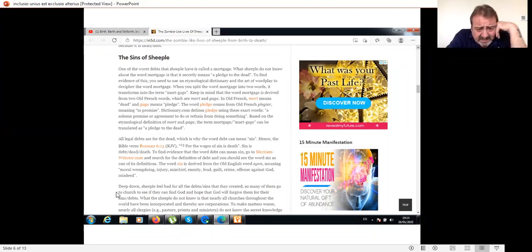But the important thing in this one is that sheep, or people, feel bad for all the debts, sins that they created. So they go to church and see if they can find God in the hope that God will forgive them for their sins or their debts. I think we need to go to the next slide, Harry.